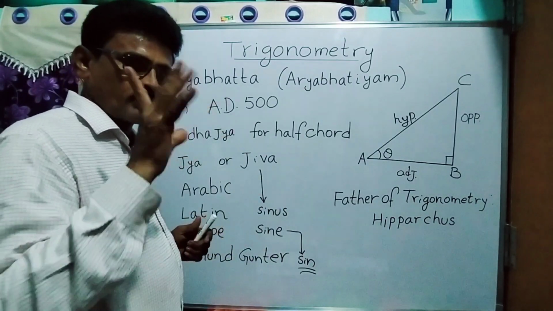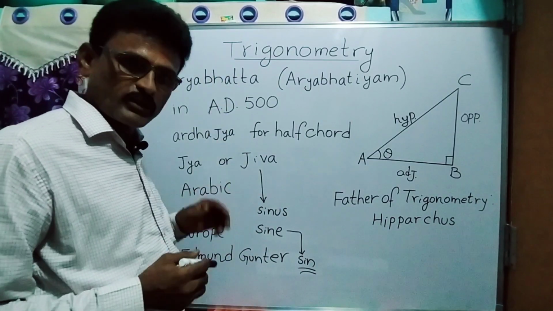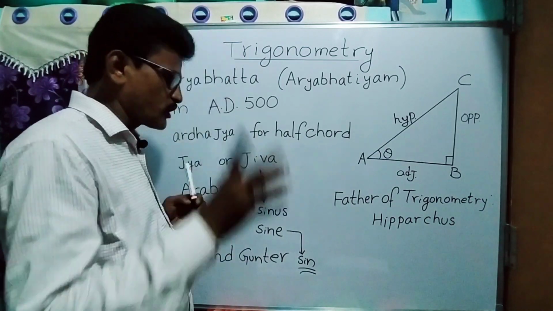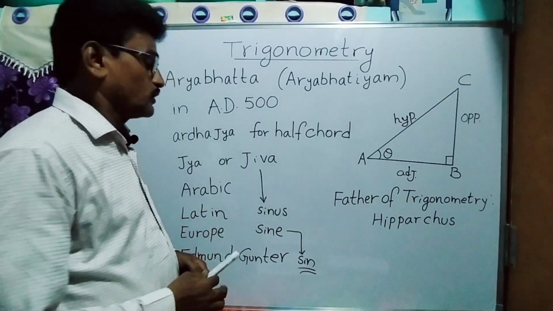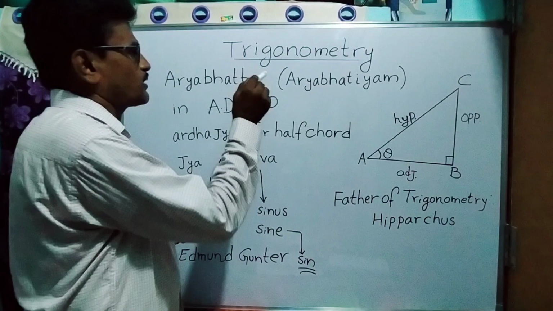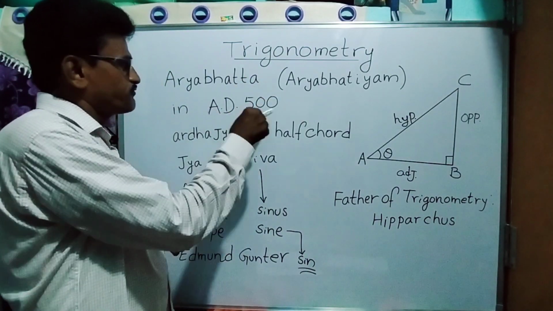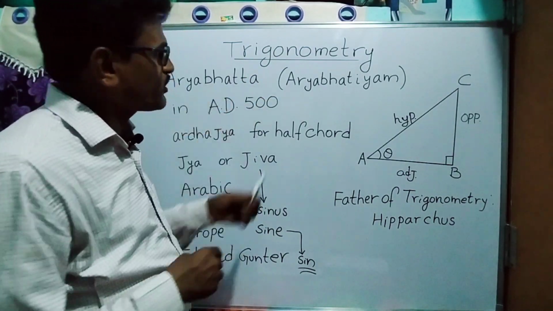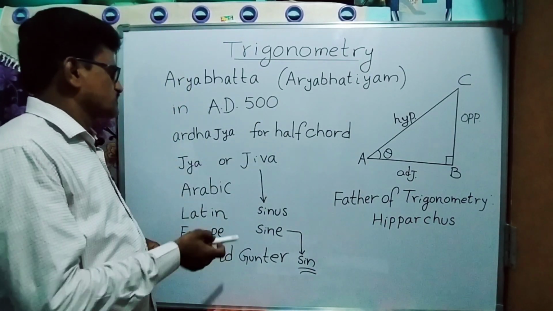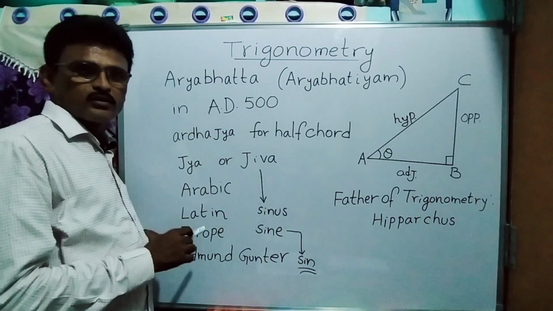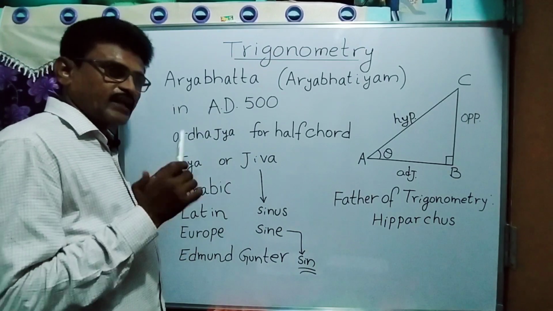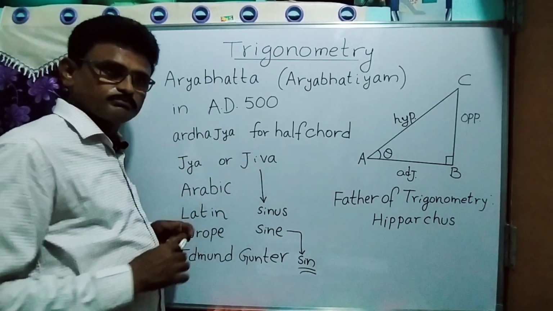Before that, for one minute, I want to explain the history of trigonometry. In trigonometry, generally, first we use the word sine. This word was first used by the Indian scientist Aryabhatta around 500 AD. He wrote a book, Aryabhatiyam. In it, he used the word sine as ardhaja for half chord. This ardhaja was later called jya or jiva.